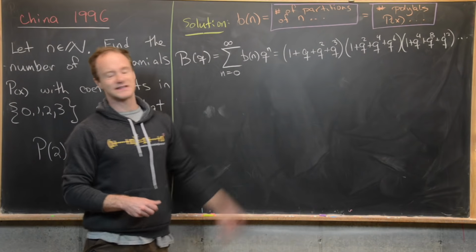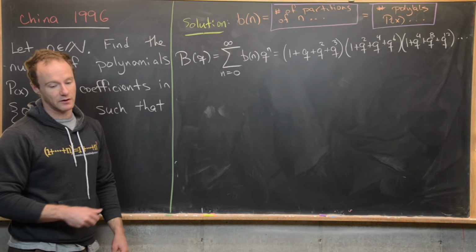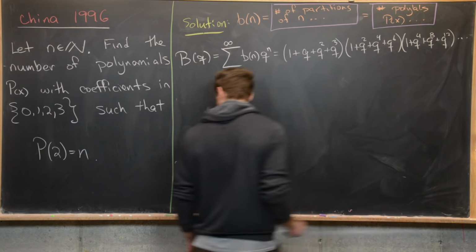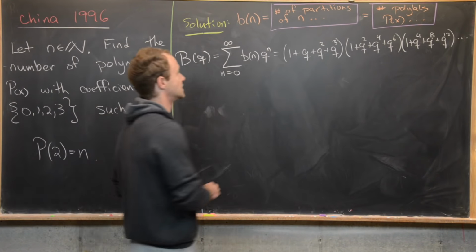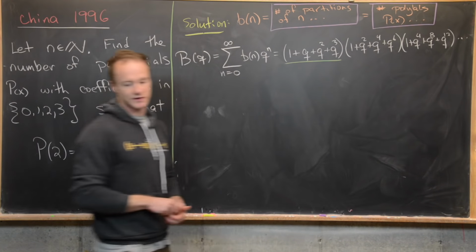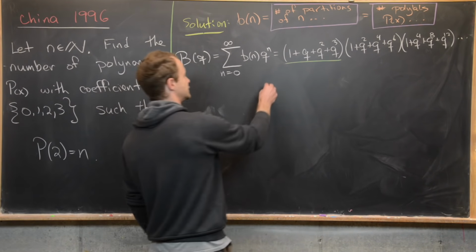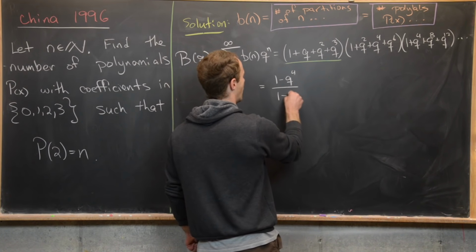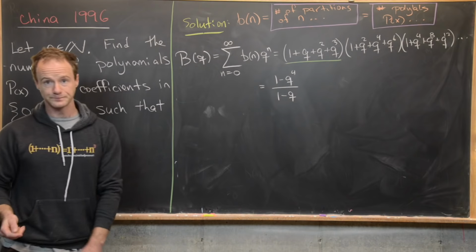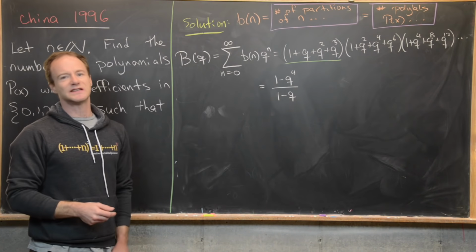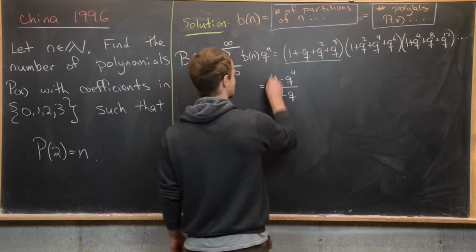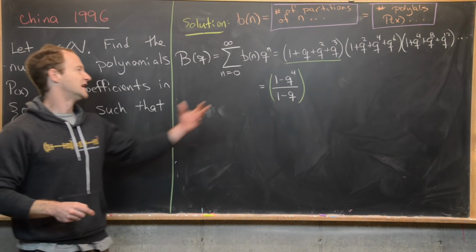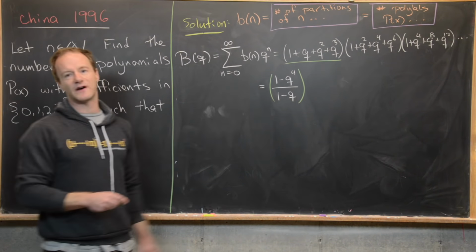Okay, so now we're going to simplify this right-hand side a little bit by seeing each of these terms as quotients of polynomials. Let's look at this one first. We can write this as a quotient of 2 polynomials: 1 minus q to the 4th over 1 minus q. I'll let you think about that, but that's a pretty standard way to write this 1 plus q squared plus q cubed. It's kind of like a finite geometric series.